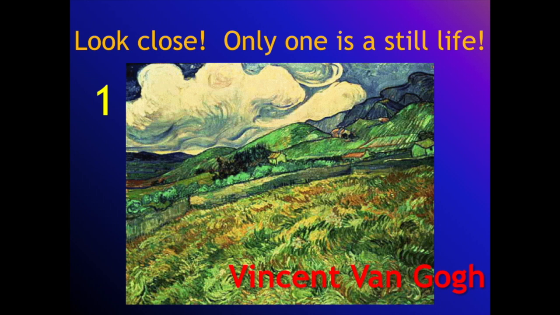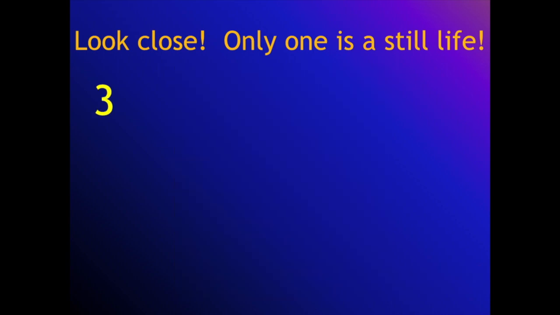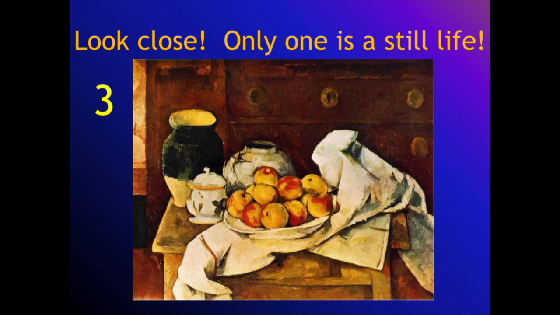Okay, that's picture number 1. Let's take a look at number 2. Number 2. Okay, I'm seeing a picture of a person. Yeah, this painting was done by Rembrandt. Is this a still life? That's number 2. Okay, let's look at number 3. Okay, we have a table, plate, some fruit on top, that white sheet, some jars or bowls. This was made by Paul Cézanne. Is it a still life?